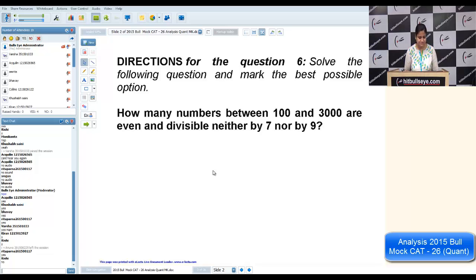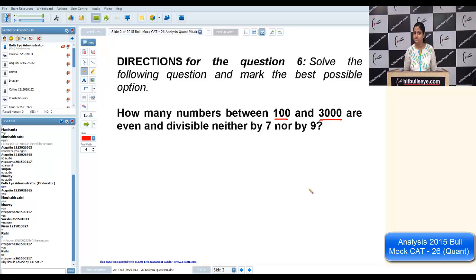It says how many numbers between. Since it is saying between, it means we will not consider 100 and 3000. How many numbers between 100 and 3000 are even? Even means divisible by 2 and divisible neither by 7 nor by 9. That is the question. First of all, in this range between 100 and 3000, the number should be even always. It means we will write all the multiples of 2. So how many multiples of 2 are here?